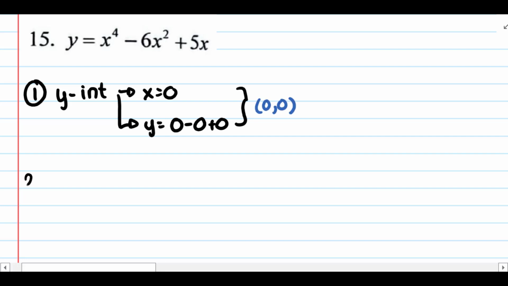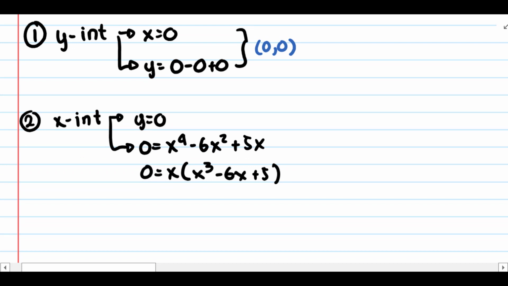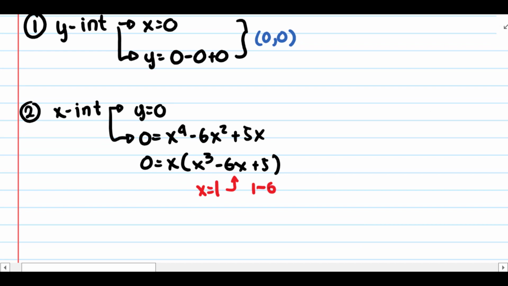And then for step 2, the x-intercept, it will be y equals 0. Y equals 0 means 0 equals x to the power of 4 minus 6x squared plus 5x. And then you have to factorize the x cubed minus 6x plus 5. I think we can factorize the x cubed using Horner. So for x equals 1, the value of x to the power of 3 minus 6x plus 5 will be 1 minus 6 plus 5, and it's 0. So we have to use Horner.